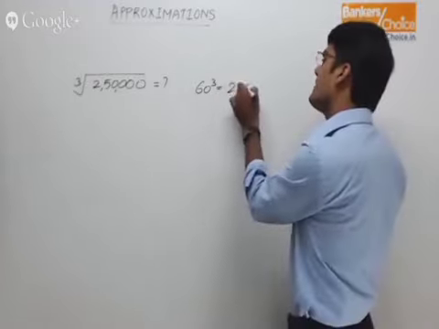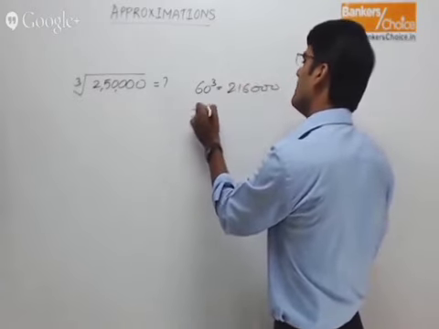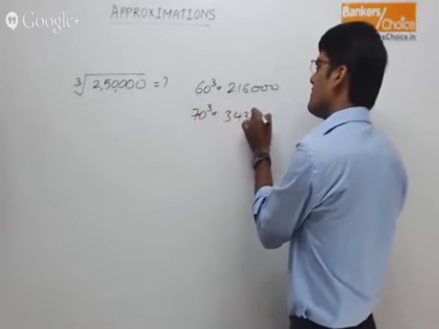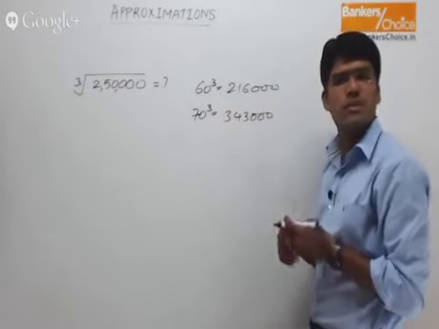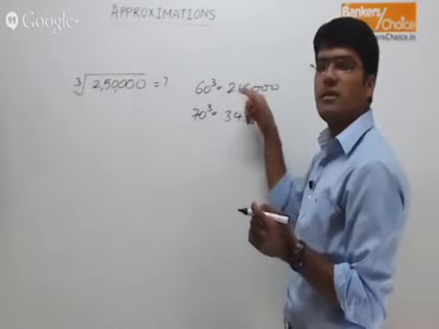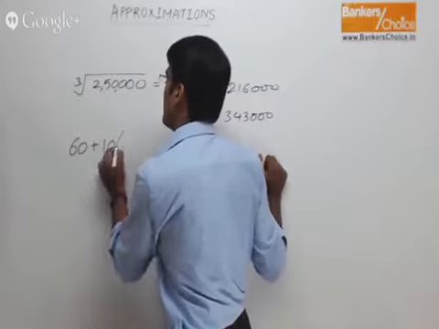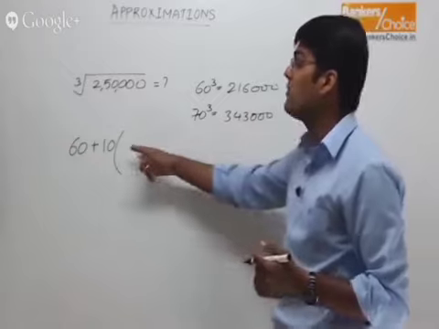So 60 cube is 2,16,000. What about 70 cube? 70 cube is 3,43,000, since 7 cube is 343. Now this 2,50,000 falls between these two. So I can say 60 plus 10 into something. Understand, it's always in the range of tens, times a fraction. Now what fraction? What will be the numerator?